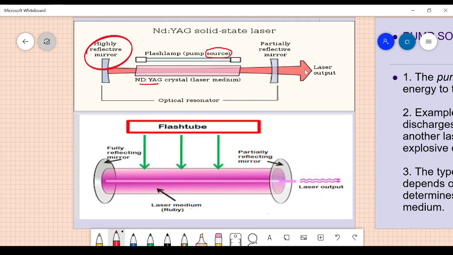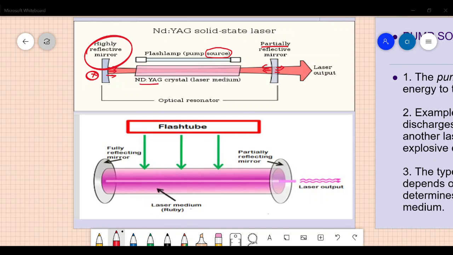The partially reflective mirror allows light to pass and also reflects some. Here it is fully reflective, and here it is partially reflective. That means you can see the light passing through and some light being reflected back, but at the fully reflective mirror the entire light is reflected back, with no passing. So this is the optical resonator. You have a flash tube, a fully reflective mirror, and a partially reflective mirror, and inside that you have the laser medium.